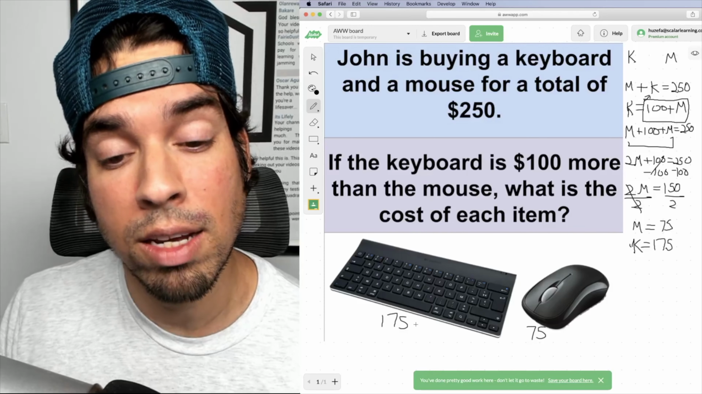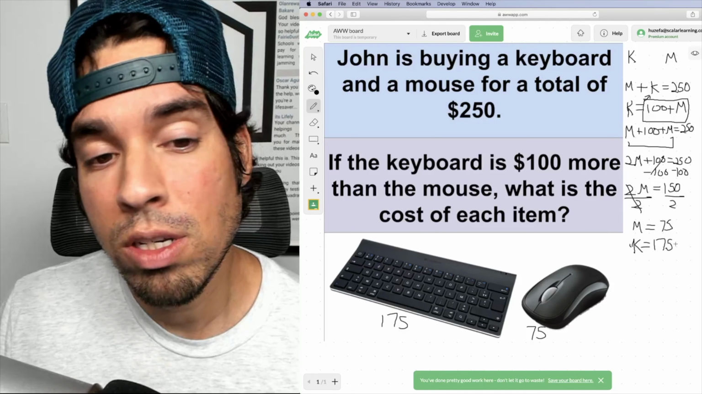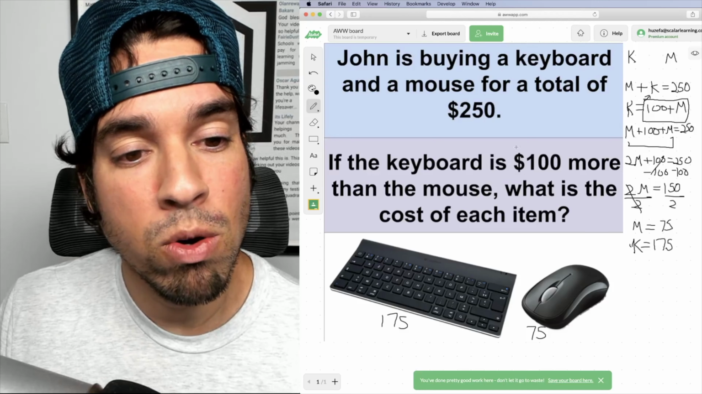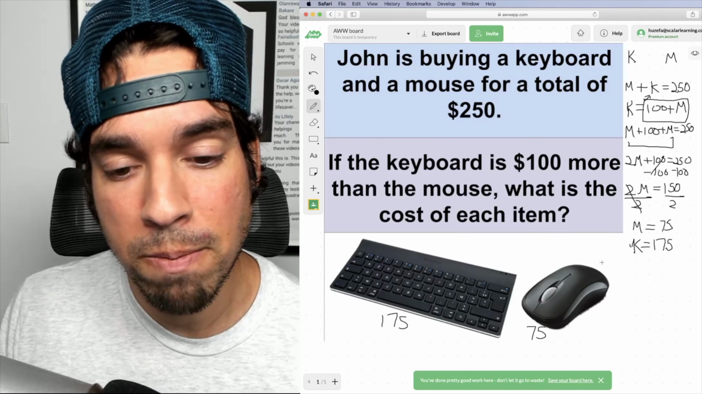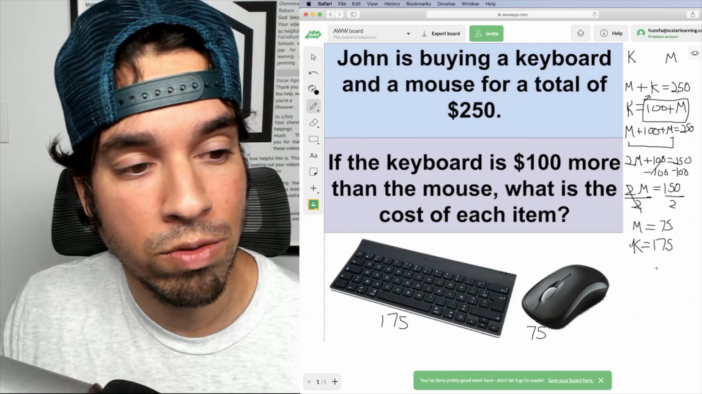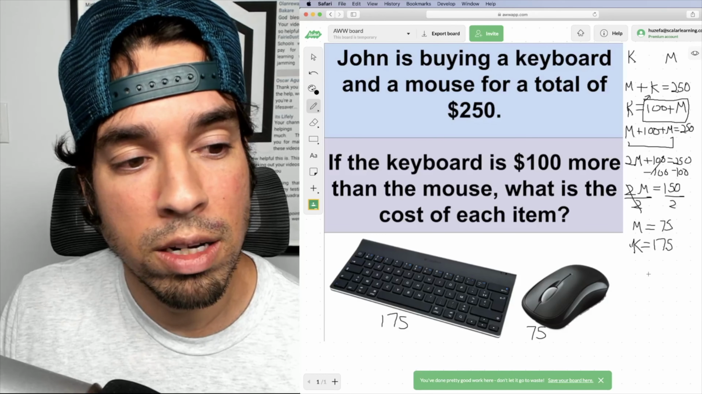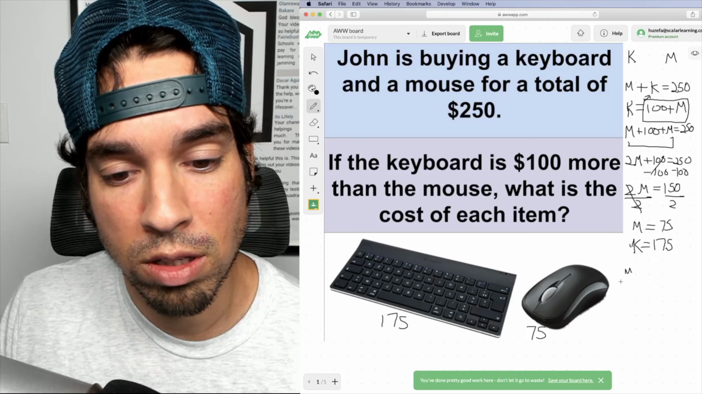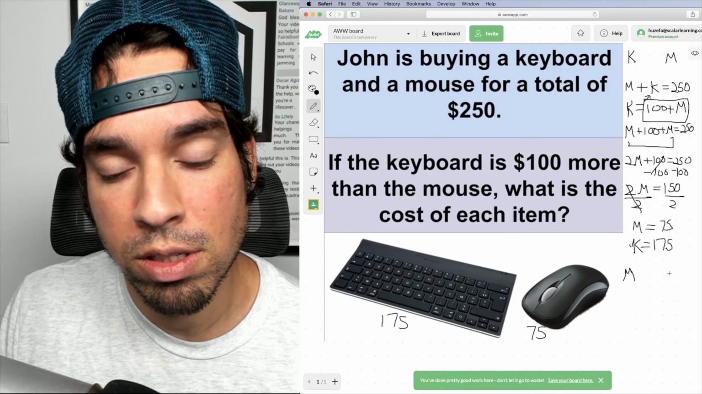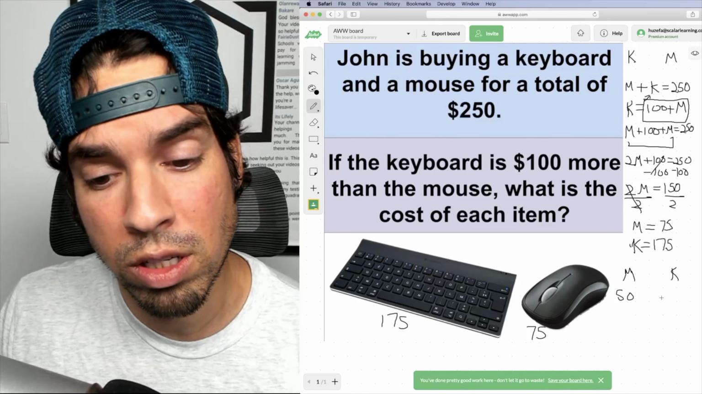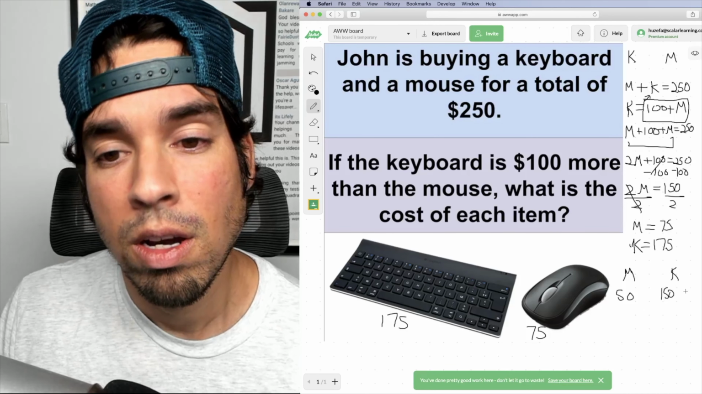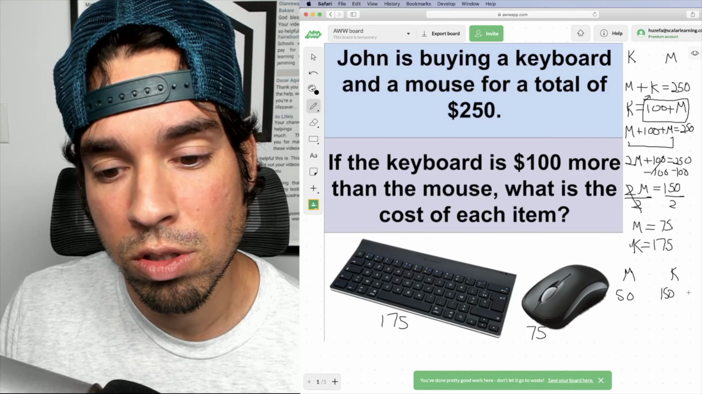But what if we didn't want to take the algebra route? Well, there's another way that we could look at this, and it's more by focusing on this relationship. We can see that the keyboard is 100 more than the mouse, right? So we could start playing around with some different numbers. Like, for example, what if the mouse, using a little grid here, is 50 bucks? Well, the keyboard is 100 more, so the keyboard would be 150. And what's that total? That totals 200.